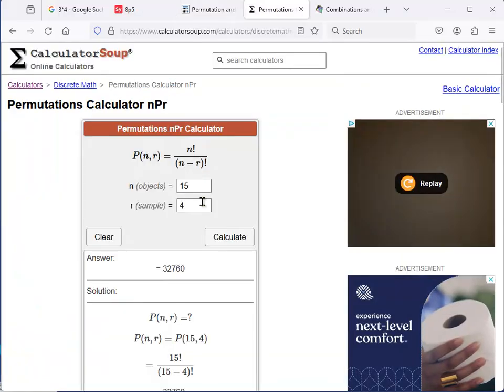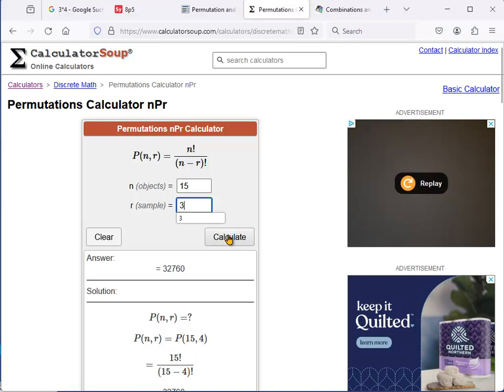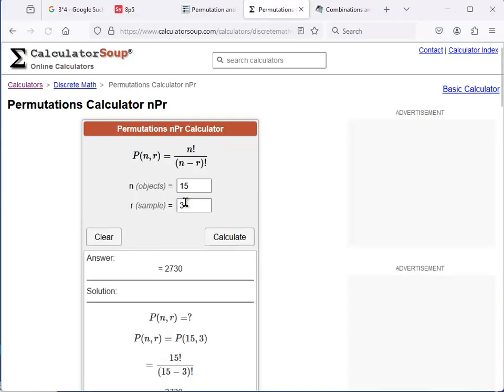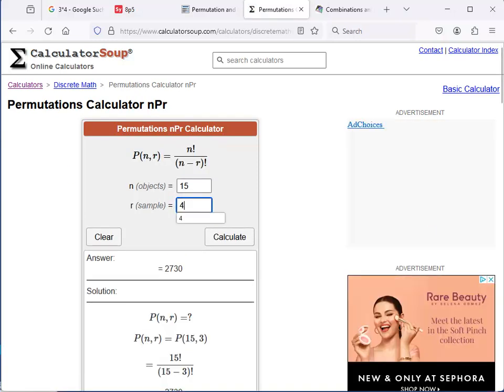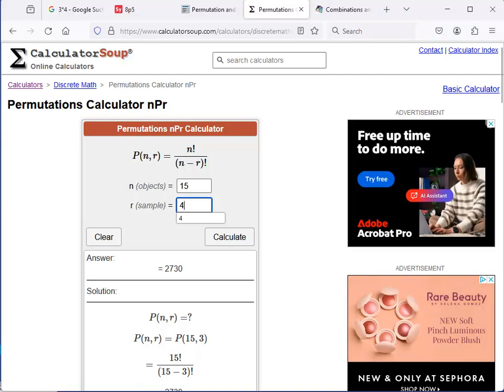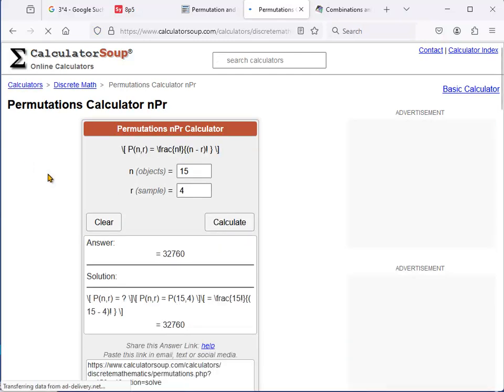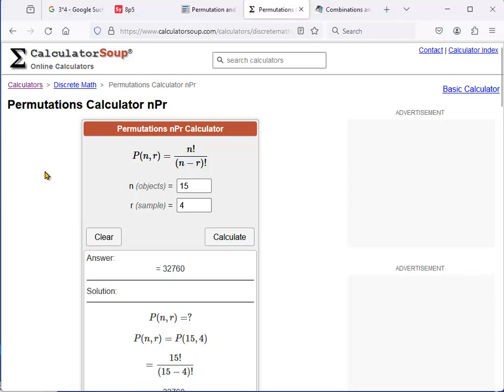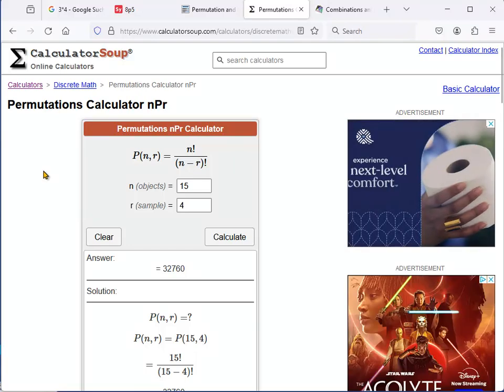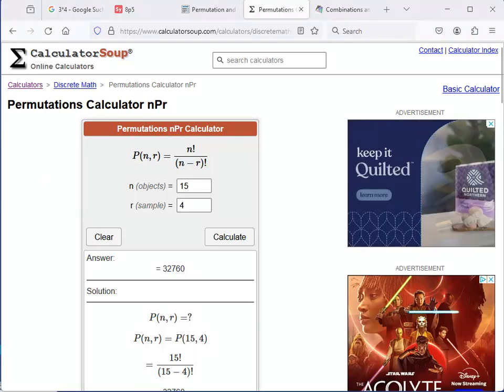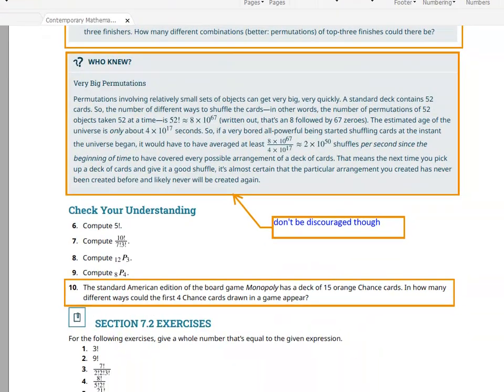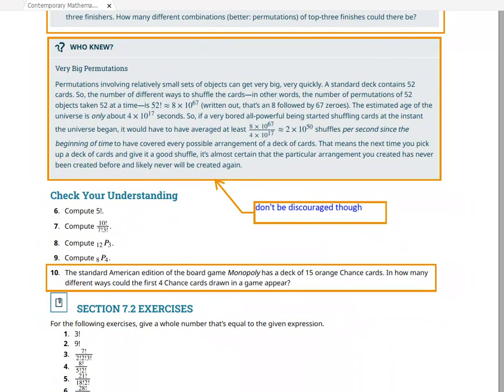Here's another calculator, 3 out of 15. There's the same number, of course, and I think there was a problem in the book, 4 out of 15, and again, the order matters, so 32,760. All right, this is my second take actually for this one. Earlier I was muted. So here we go.